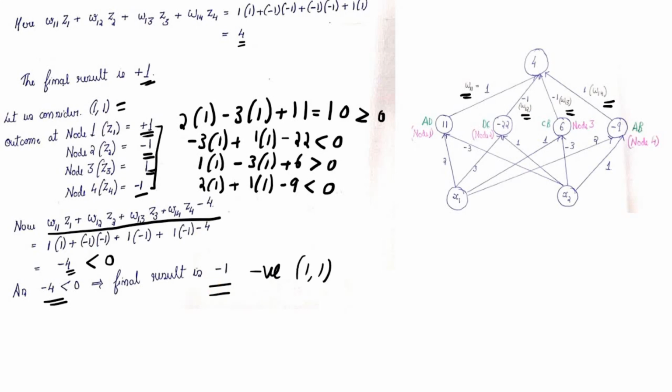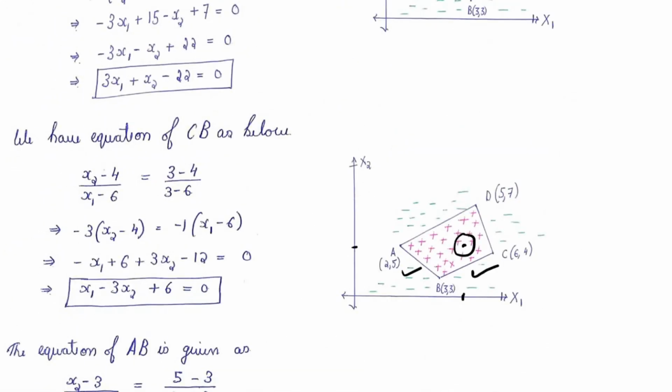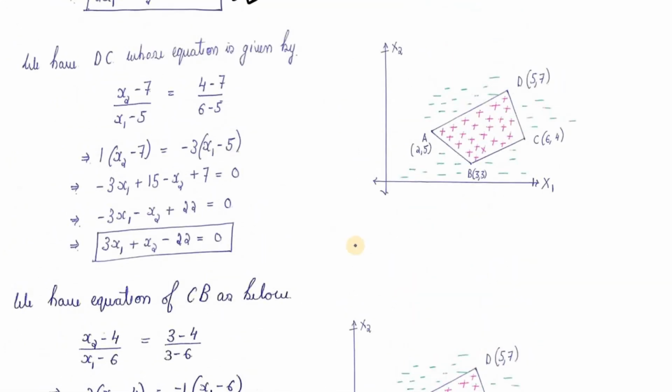Now let's go back again to the image of the region and see where (1, 1) lies. Let's say this is the image which I selected. (1, 1) lies somewhere over here, which is clearly a negative point, and hence our model was able to correctly identify it in this scenario as well.